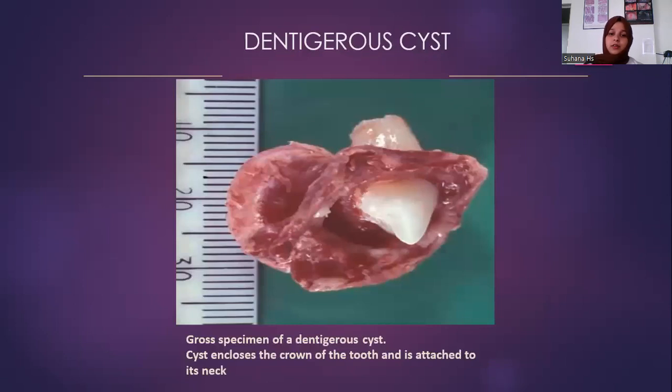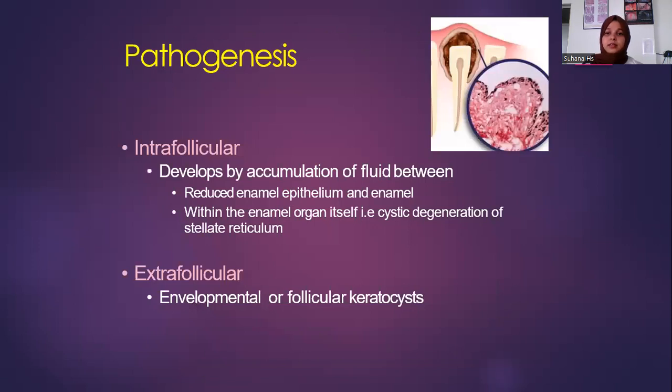Here is a gross specimen of a dentigerous cyst, showing that the cyst encloses the crown of the tooth and is attached to the cervical line. Pathogenesis of dentigerous cyst forms: the first one is intrafollicular and the next one is extrafollicular. Intrafollicular, the theory says that there is an accumulation of fluid between the reduced enamel epithelium and the enamel, and there is degeneration of the stellate reticulum. It undergoes cyst formation. And next is the extrafollicular one.